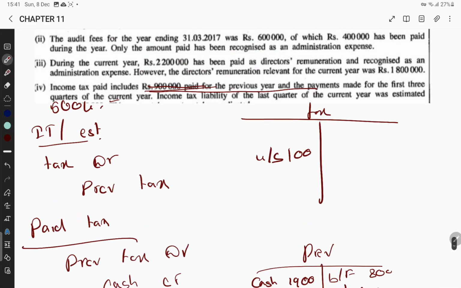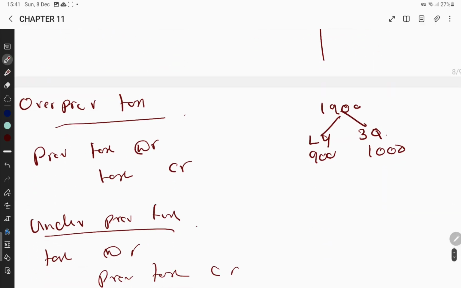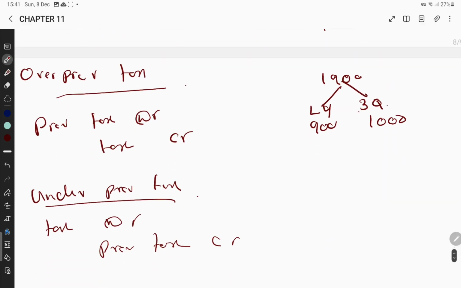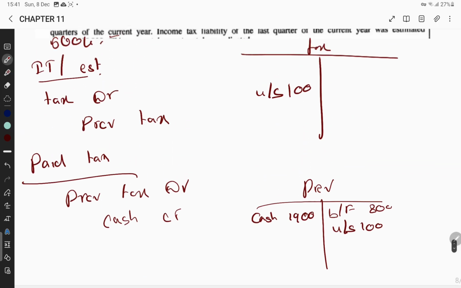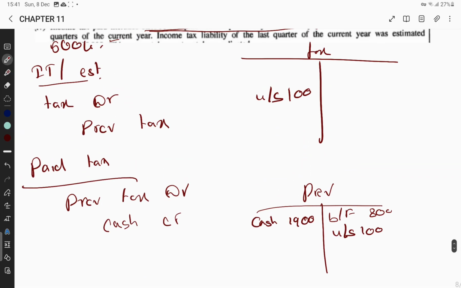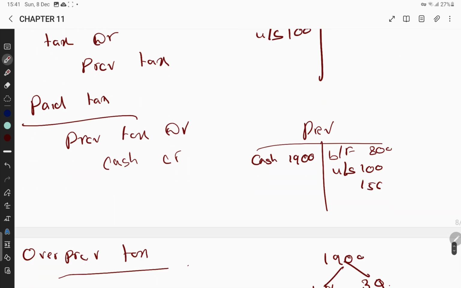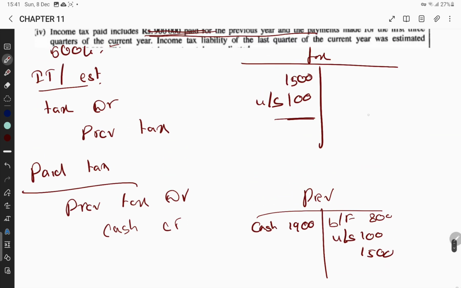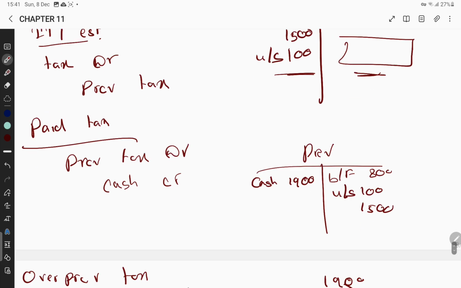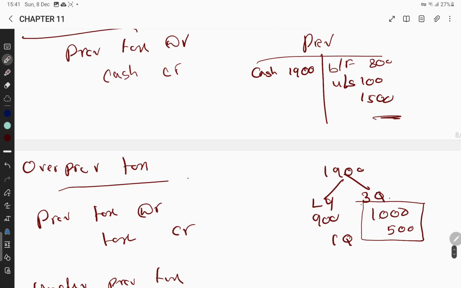Then they say the income tax estimate for the last quarter of the current year is 500. For the first 3 quarters you have paid 1,000, and for the last quarter it's 500, so your income tax estimate for the year is 1,500,000. For the income tax estimate, your tax account gets debited and the provision for tax account will get credited. When you close your tax account, you will find the tax expense for the year. When you close your provision for tax account, you will find the carrying down balance.